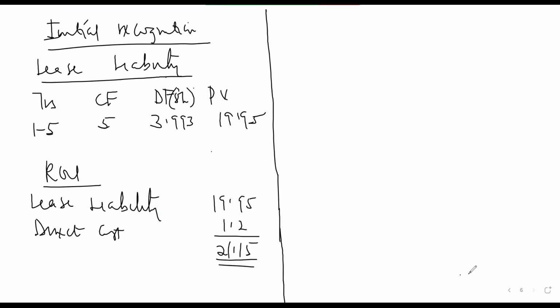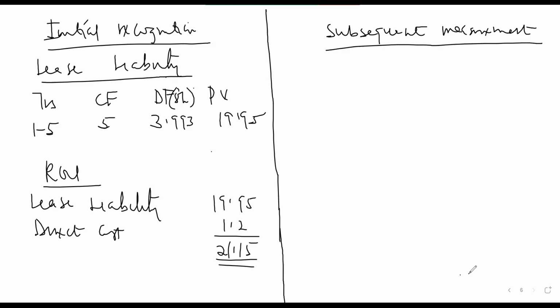So let's now look at subsequent measurements. Don't go and prepare a table, because they are asking you to do the lease for only 1 year. The subsequent measurement: you have your lease liability at the start, which will be 19.95. You only do a table if they are asking you for so many years, because you can't be doing it one by one. So you put it in a table to save time.